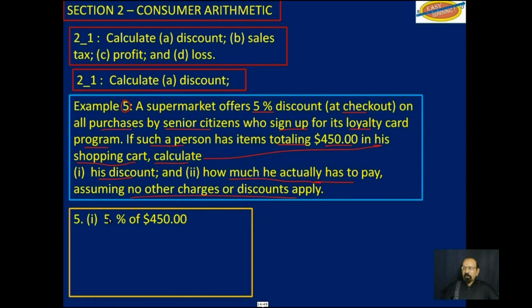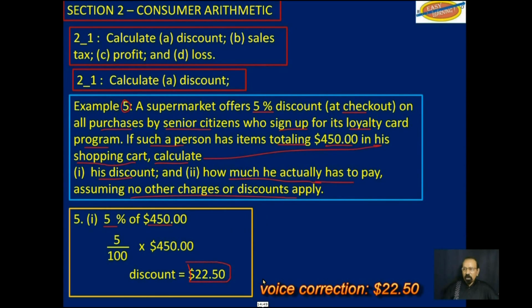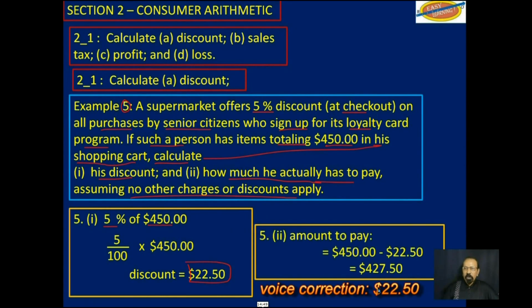So we will calculate 5% of $450, and you know how to do that by now. 5% of $450, and that gives $22.50. So $22.50 less than the $450. So the senior citizen pays $427.50.